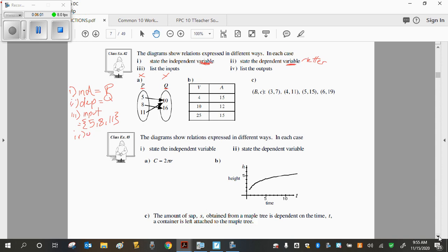And similarly, your output is, go ahead and do the output. And you should have put 10 and 16. And usually those are in numerical order. No worries on this question, but if you have numbers that are not in numerical order, put them in numerical order, please. Go ahead and do B, and we'll correct it in a couple minutes.